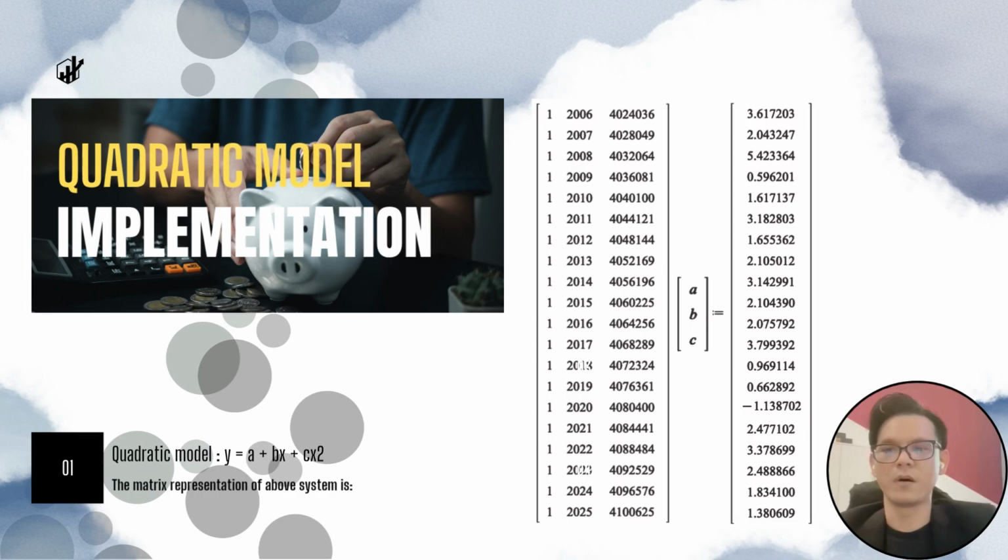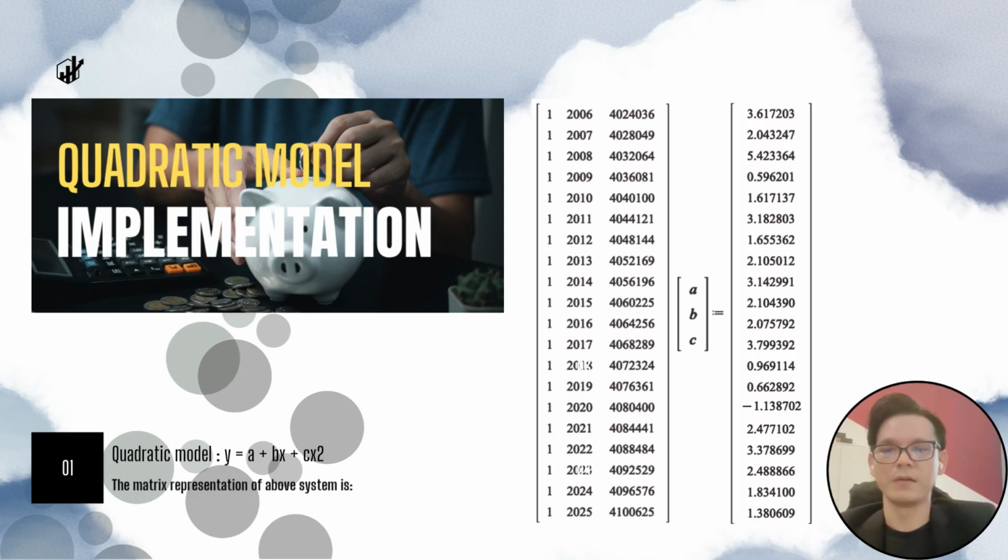Assalamualaikum. Now, I will explain the implementation of the quadratic least squares model for Malaysia's inflation rate data from 2006 until 2025. The quadratic model used in this study is expressed as y equals a plus bx plus cx squared, where a, b, and c are unknown coefficients to be determined.